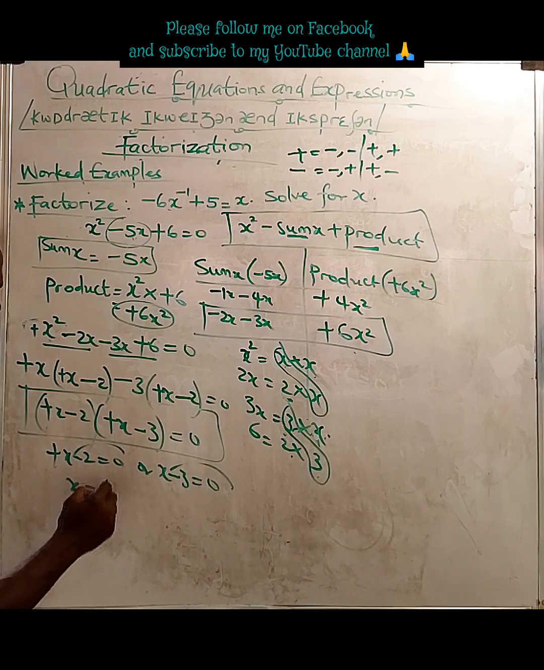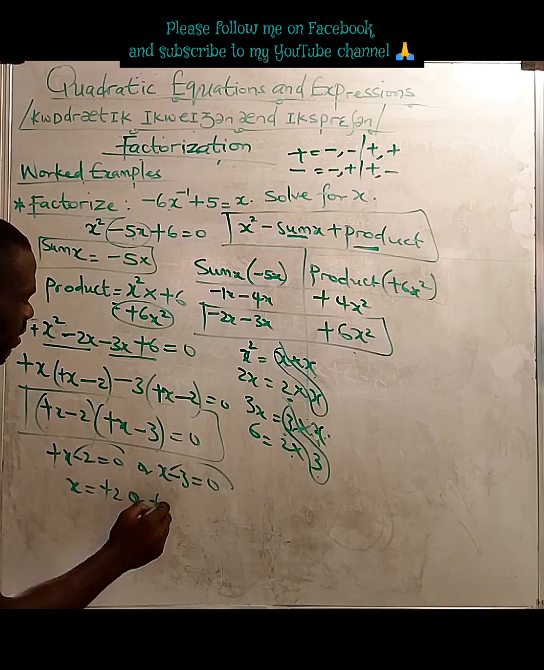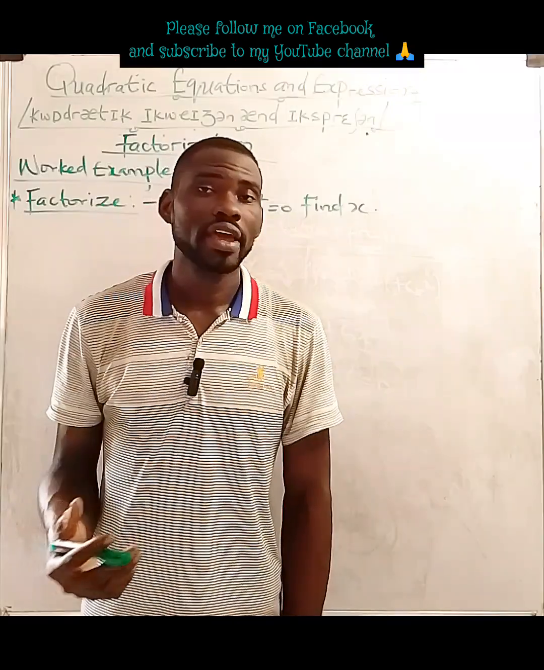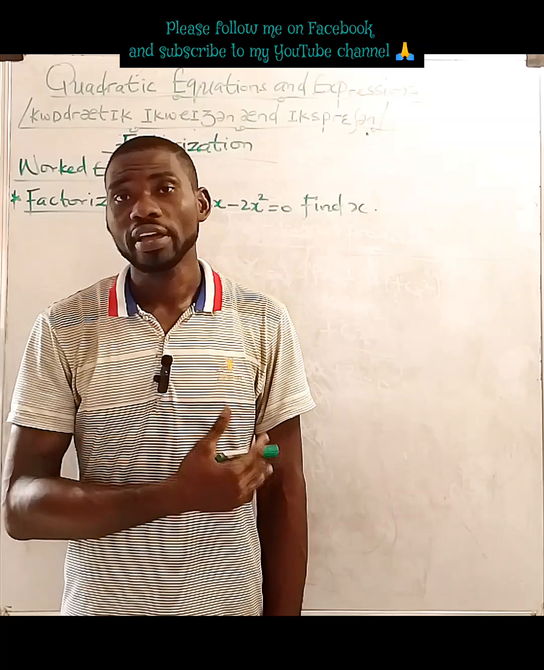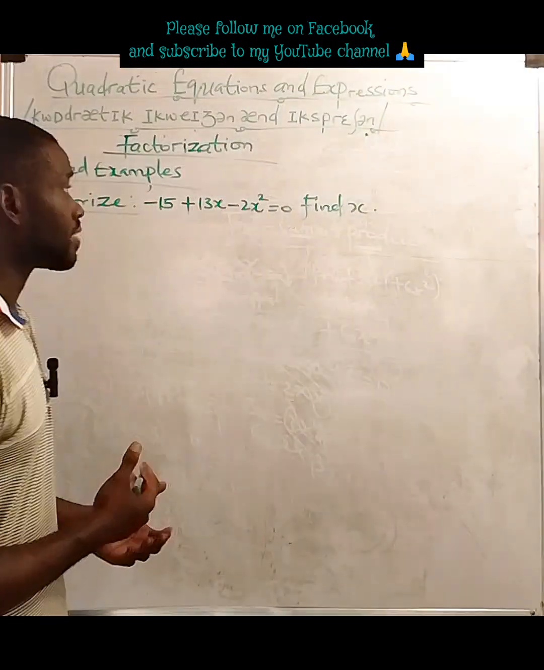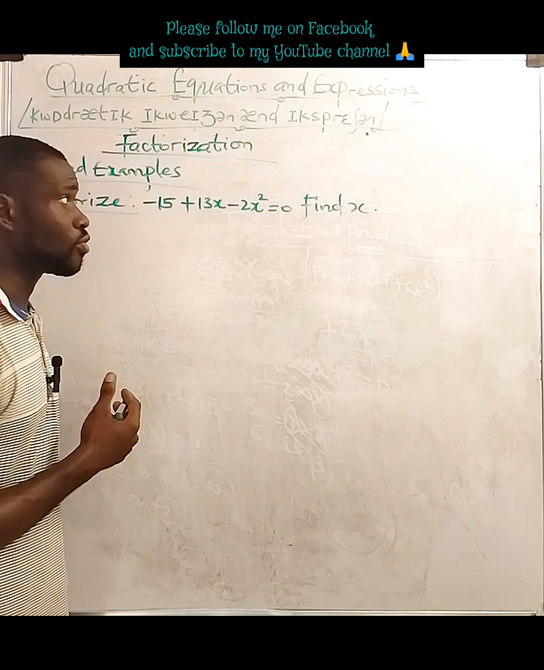So x is plus 2 or plus 3. These are the roots of the equation. As simple as that. Okay, right here we have the second example. There's a question: factorize minus 15 plus 13x minus 2x squared equal to 0.